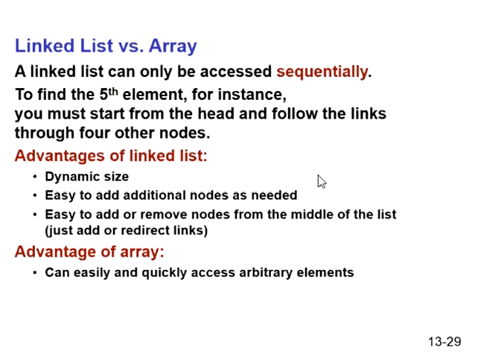You used to study arrays and you see the advantage of arrays: we can easily and quickly access arbitrary elements. With linked lists, the size is dynamic, so it's easy to add additional nodes. It's easy to add or delete nodes from the middle of the list. Normally, a linked list can only be accessed sequentially. For example, if you want to find the fifth element, we must start from the head and follow the links through the 4 other nodes.